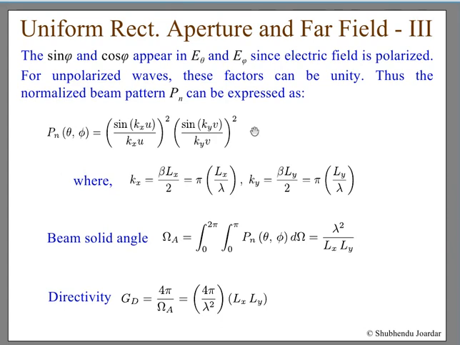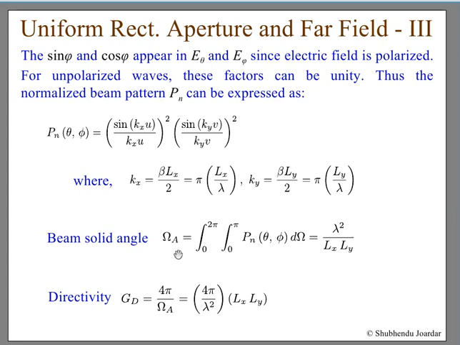Okay, I'll just read it. It's nothing much here. The sin phi and cos phi appear in E theta and E phi since the electric field is polarized. For unpolarized wave, yeah, this is very important, for unpolarized wave, these factors can be unity. Thus, the normalized beam pattern Pn can be expressed as. So you are simply re-expressing it here, and this is beta Lx by 2 kx, and you are just defining here. And beam solid angle.